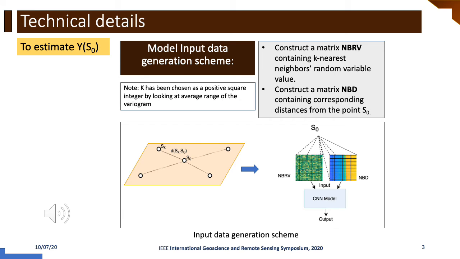Note that k has been chosen as a positive square integer by looking at the average range of the variogram of the soil nutrients.